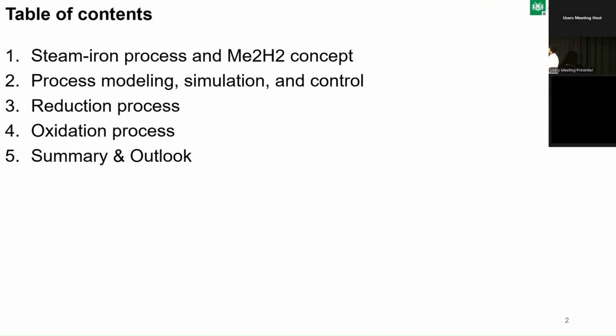I will start with a brief introduction about the steam iron process and our concept. Then the process modeling, and how we modeled our process simulation, and also how we control the process. Then I will show you the process flow sheeting for both reduction and oxidation processes, and I only show the graphical user interface and the transient results for the reduction process, because doing both reduction and oxidation will take a lot of time. And at the end, I will summarize everything.